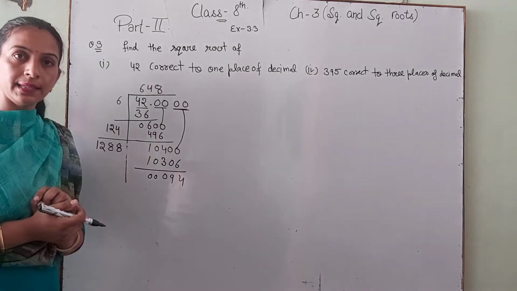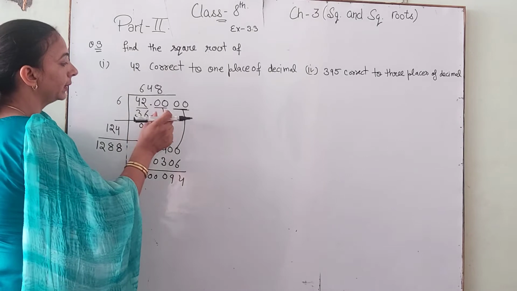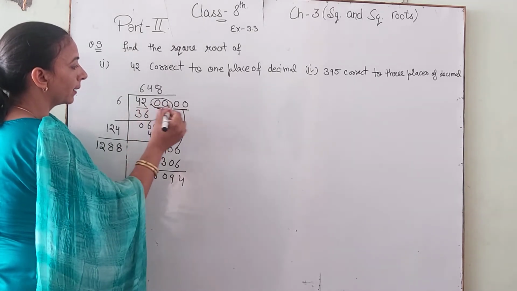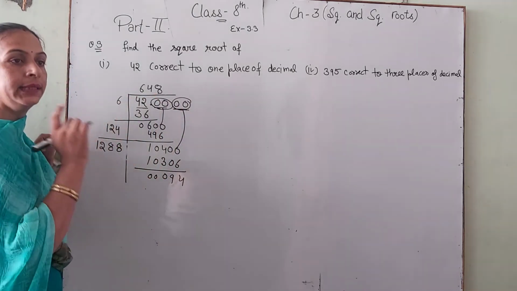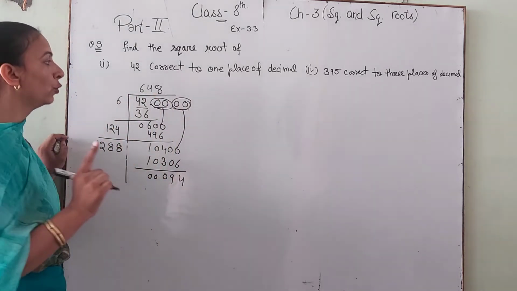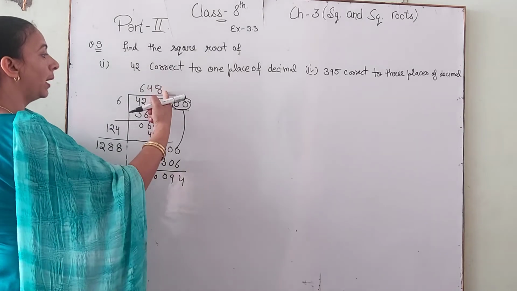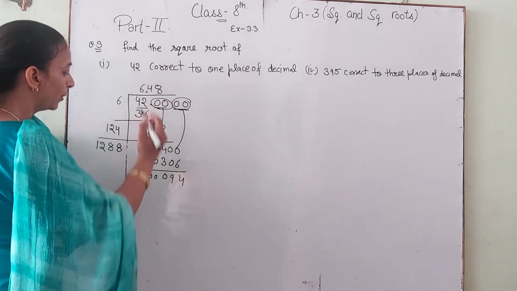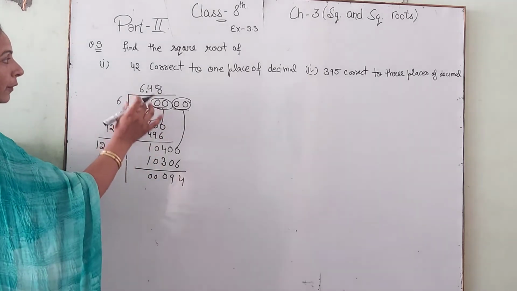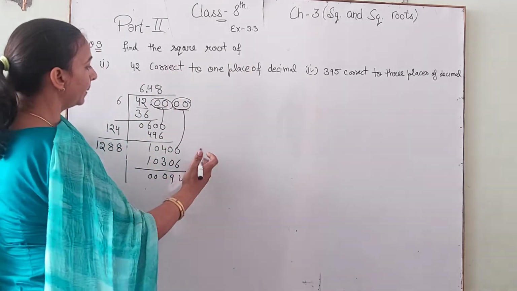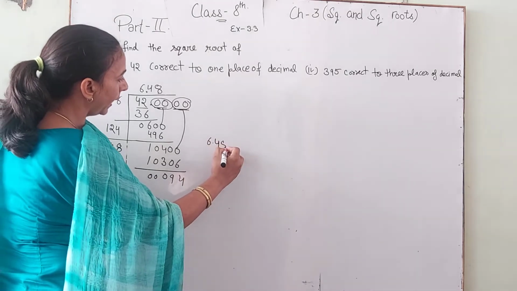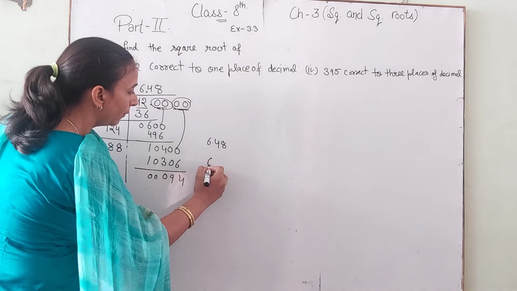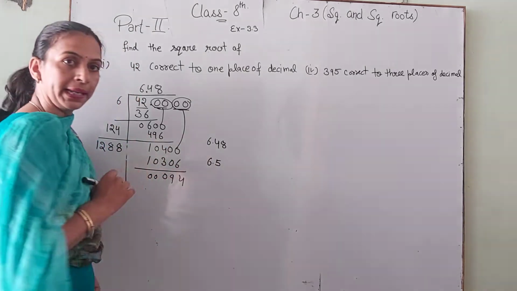Now we check the answer. After the decimal there are two pairs, this complete and this complete, two pairs. Then in the answer we also take two places from the right side, 1 and 2. We take two places, then there is a decimal. So the square root of 42, correct to one place of decimal, is 6.48. But if we take only one place of decimal, then we write 6.5.